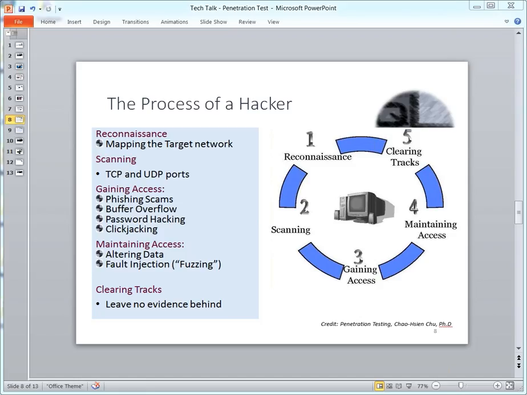Okay. And then lastly, the last step is clearing tracks. Any hacker that gets into your system and does this damage is going to leave your system just the way it was, so you don't notice anything. Just like the smart burglars will come in your house and steal all your stuff. They won't ransack and throw cups and TVs around. They're just going to take what they want and walk out quietly, close the door, and escape so that you don't notice anything different. Same thing for a hacker here.